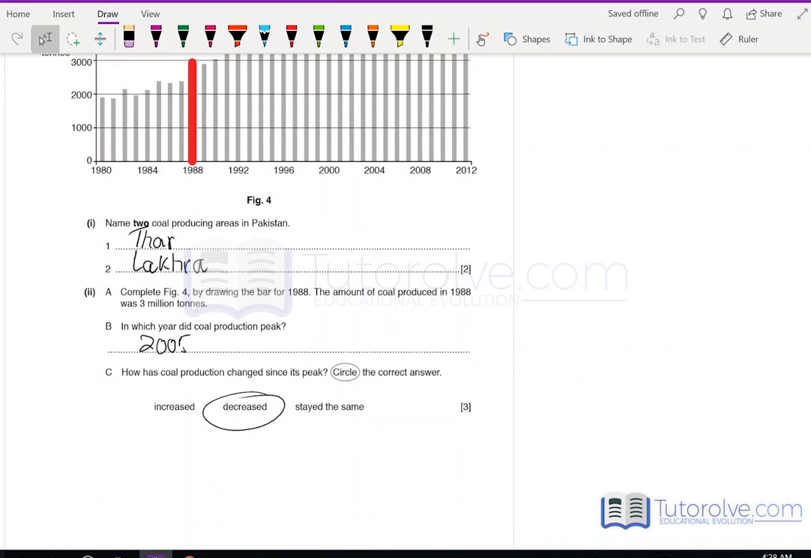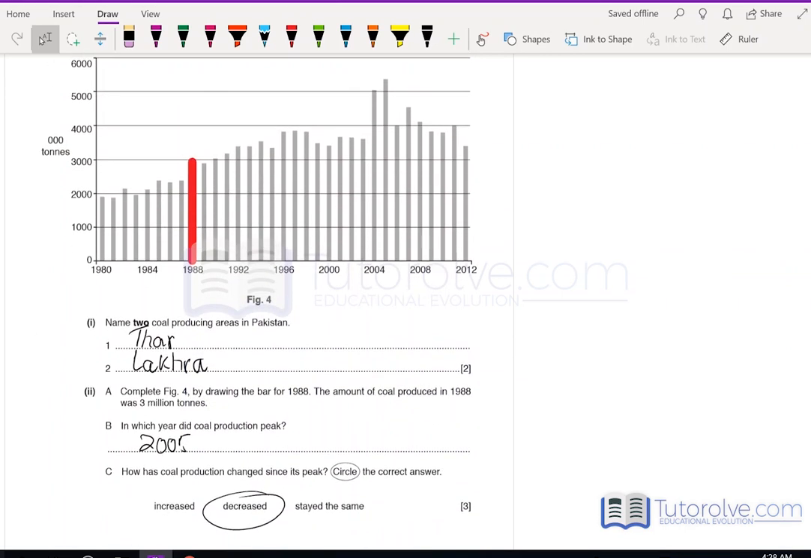Complete figure 4 by drawing the bar for 1988. The amount of coal produced in 1988 was 3 million tons. Now, this is a pretty straightforward question. All it's asking is for you to draw a bar which was missing for 1988, which has been drawn here. So, this basically is the answer, and this is where the bar is drawn.